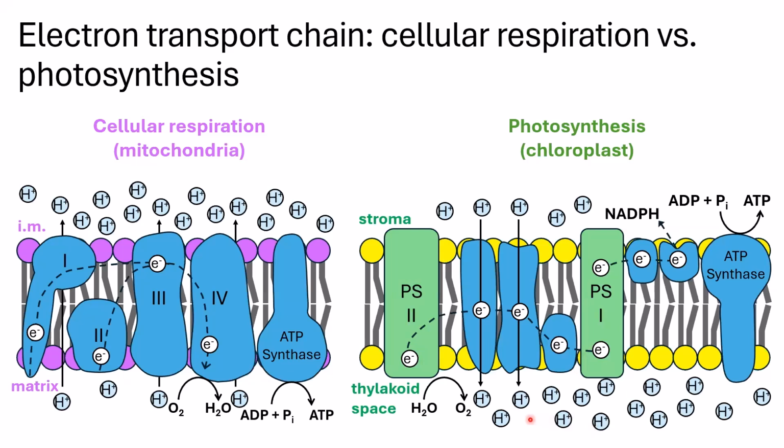Both use ATP synthase to produce ATP using the proton gradient. In cellular respiration, the protons travel down their concentration gradient from the intermembrane space to the matrix, and the process is called oxidative phosphorylation due to oxygen being necessary for the process. In photosynthesis, the protons travel down their concentration gradient from the thylakoid space to the stroma, and the process is called photophosphorylation due to light being necessary for the process.